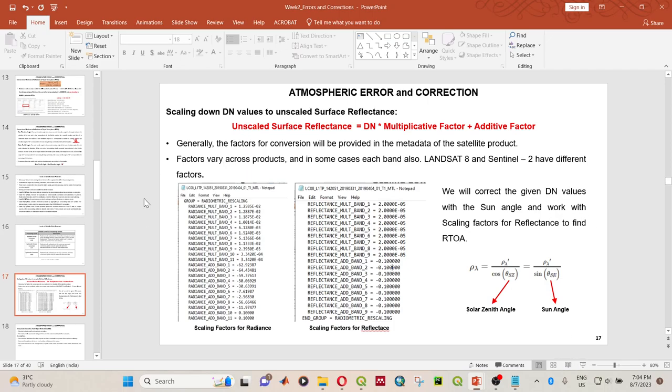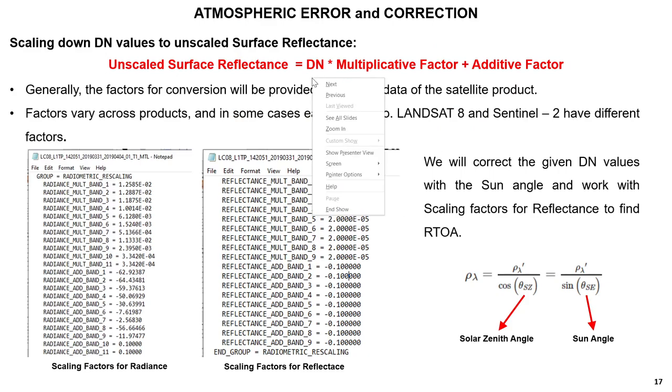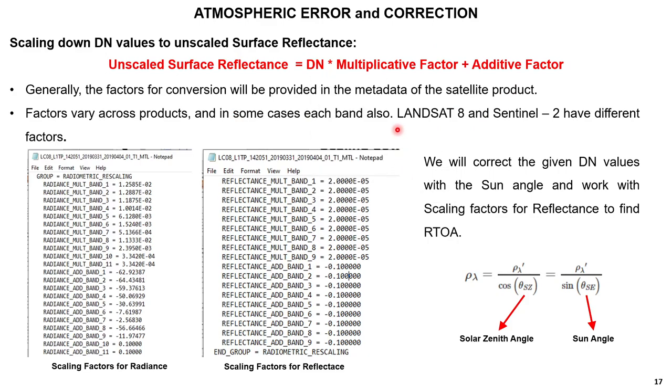So till now we saw what the levels are, then how to convert radiance to reflectance and all this. Then we saw what atmospheric correction is. Now, what we got is top of atmosphere reflectance, which means it is not yet atmospherically corrected. Now we are going to perform the atmospheric correction for Level 1 data.